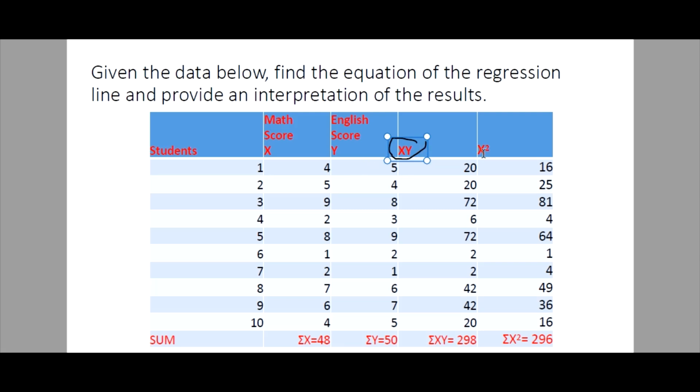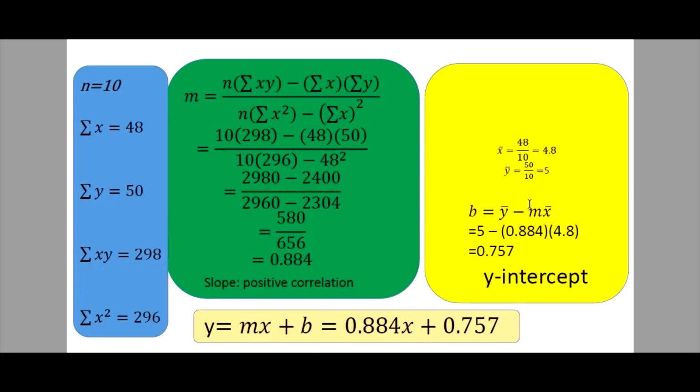Now on the last column, it says x squared, meaning the x should be squared. Take note of your labeling. So 4 squared is 16, 5 squared is 25, 9 squared is 81, 2 squared is 4, and so on. Then you get the sum of each column. So we have this summary of the values. Our n is 10 and the different summations. These are from the table.